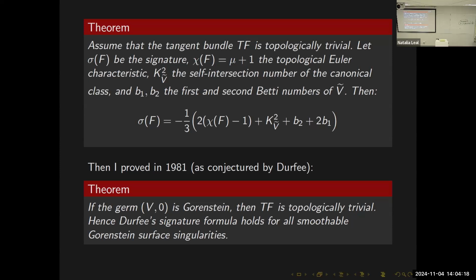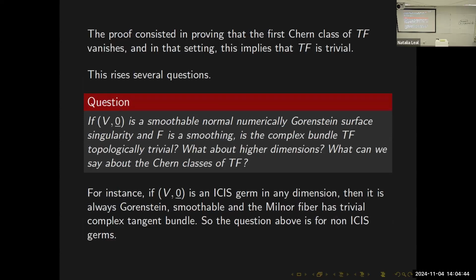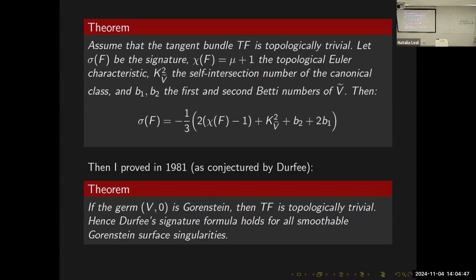You have this formula. Then he conjectured, and I proved it, that if the germ is actually Gorenstein and is smoothable, then the Milnor fiber, its tangent bundle, is automatically trivial. This was a conjecture he stated, and I proved it. So that means that this theorem applies for all Gorenstein smoothable singularities. The proof that for Gorenstein singularities this bundle is trivial was by proving that its first Chern class is 0. In that case, that was enough for proving that it is trivial.